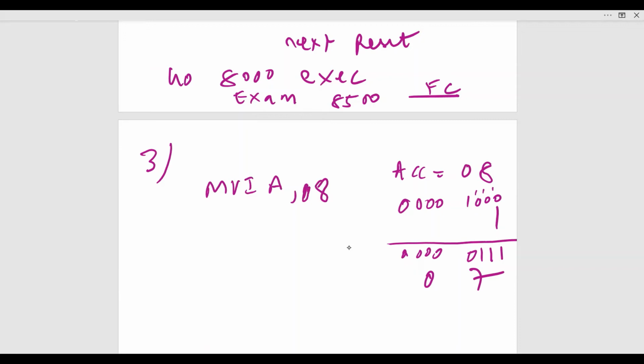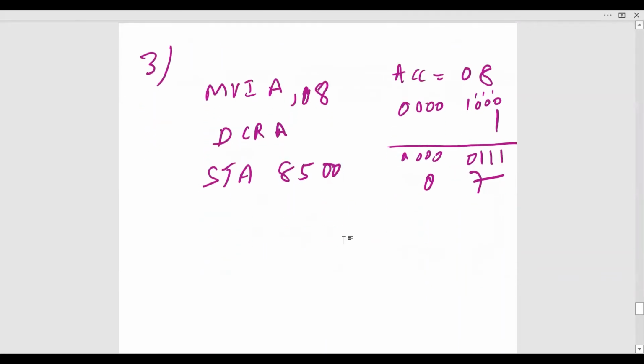Now, the instruction for decrementing the contents of accumulator is DCR A, decrement the contents of accumulator. Now, store the contents of accumulator in memory location 8500. Again, we'll write the output for this, starting at 8000. MVI A is again 3E. Now, the data is 08, so 8001 is 08.